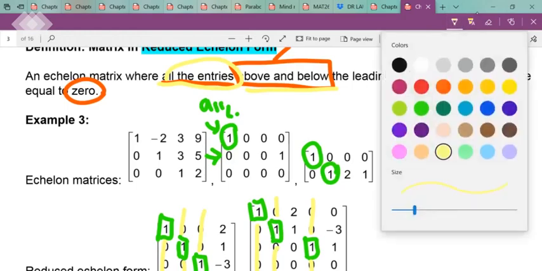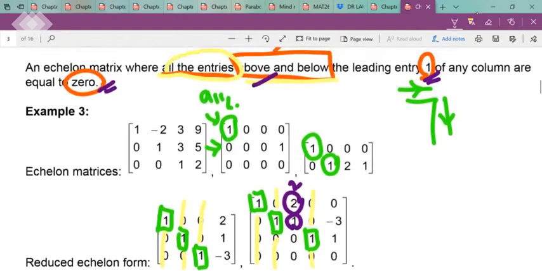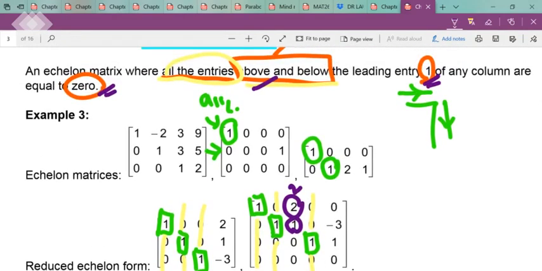Maybe some of you will ask me, Madam, why here do you still have 2? Because this 1 here is not your leading entry, so it's still okay if you have 2. It's still a reduced echelon form, because your concern is that all the entries above and below your leading entries 1 will be 0. I'm sure it's clear enough, right? Okay, so thank you.